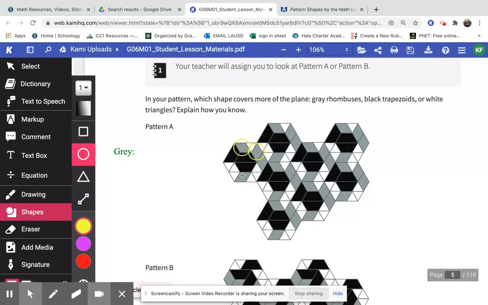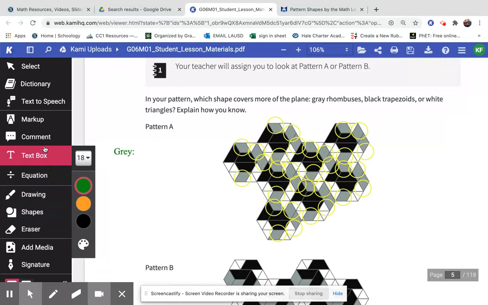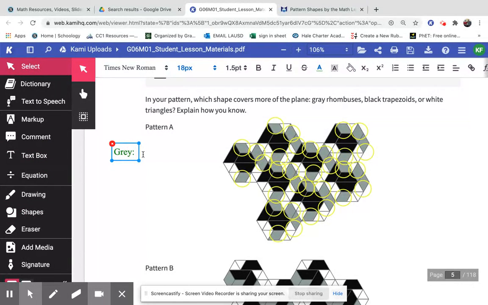1, 2, 3, 4, 5, 6, 7, 8, 9, 10, 11, 12, 13, 14, 15, 16, 17, 18, 19, 20, 21, 22, 23, 24, 25, 26, 27, 28, 29, 30, 31, 32. All right. So actually, let's go back here. So there were 32 rhombuses. Okay, then it said black trapezoids.